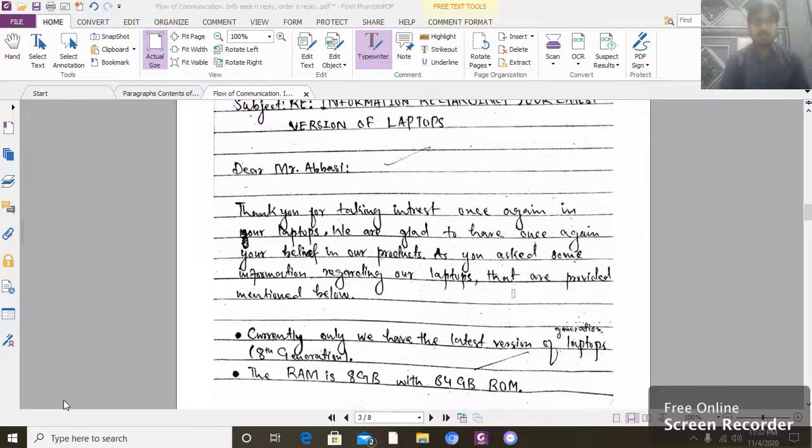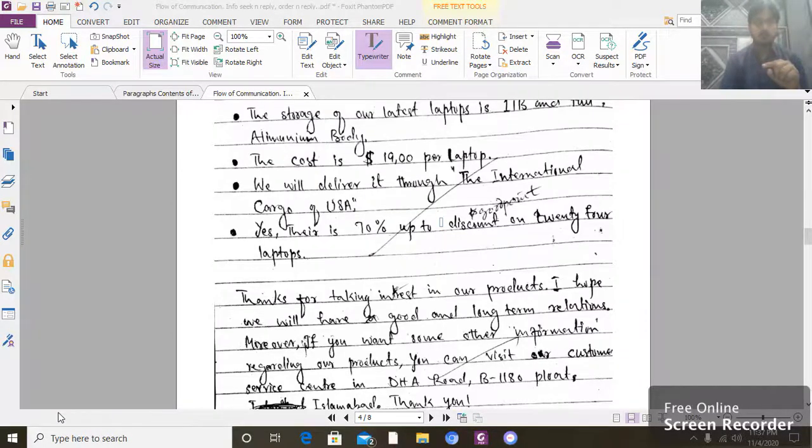What you can see is that two pieces of information have been provided very specifically, again using bullet points. So you can use bullet points in paragraph 2 in order to specifically answer the questions that the writer has asked in the information seeking letter. Carrying forward the same idea, the writer has given more information again according to the questions asked by the writer of the information seeking letter, specifically catering to the questions asked.